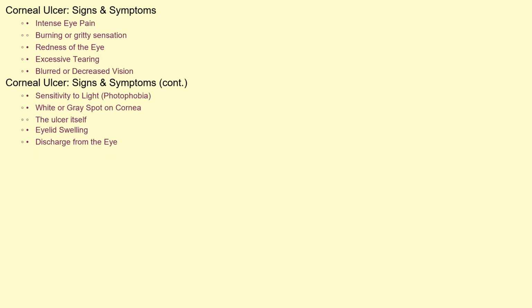The signs and symptoms of a corneal ulcer are often quite noticeable. You'll likely experience intense eye pain, often described as a burning or gritty sensation. Redness of the eye is common, as is excessive tearing. Blurred vision or decreased vision acuity will likely occur. Sensitivity to light, known as photophobia, can be quite pronounced. You may also notice a white or gray spot on the cornea, which is the ulcer itself. Some individuals may also experience eyelid swelling or discharge from the eye.